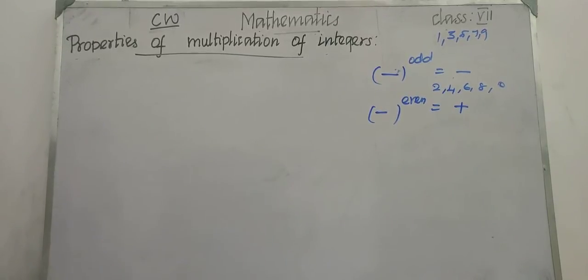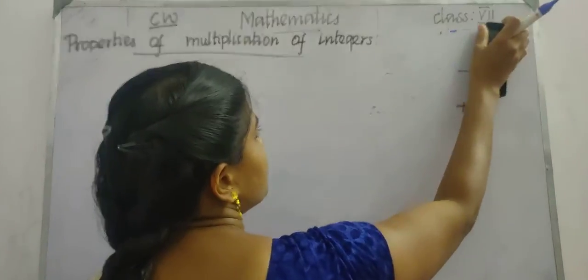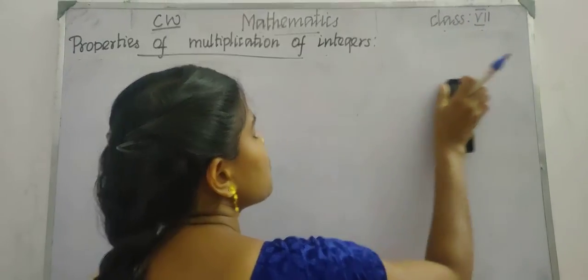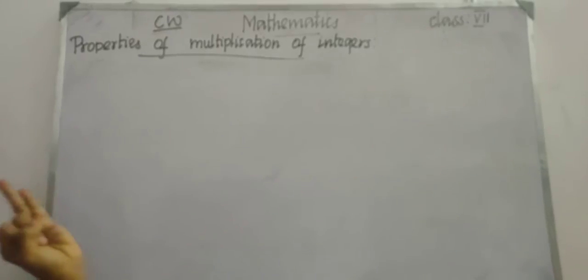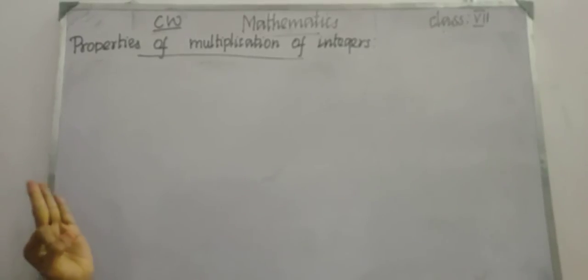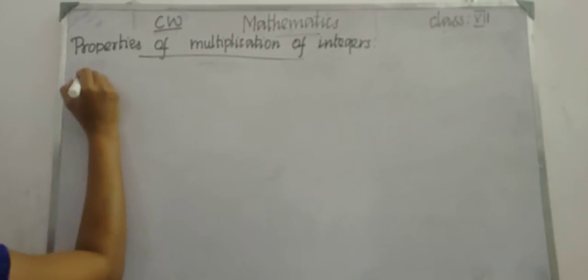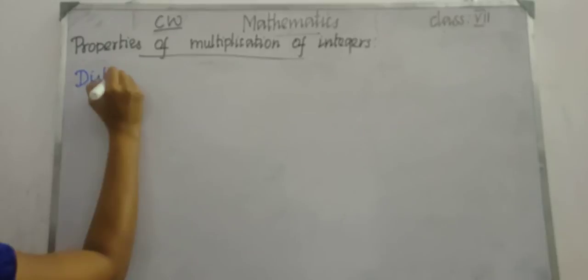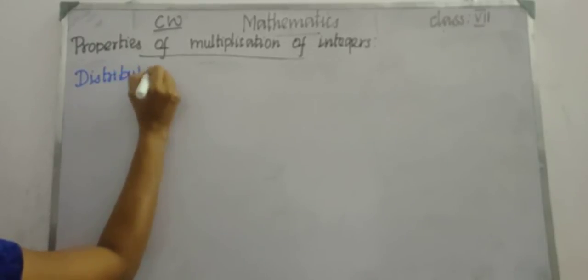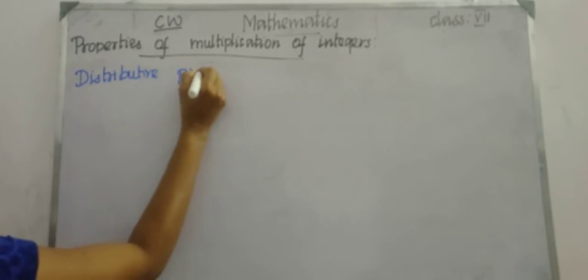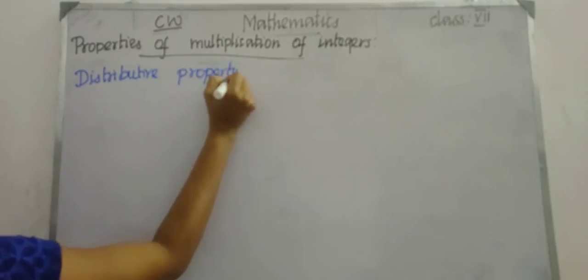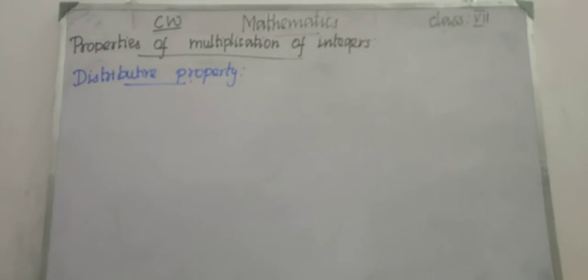So let us see the next property, that is distributive property. Till now what are all the properties we have learnt? We have learnt closure property, commutative property, associative property, and multiplicative identity, and at the last we are going to learn about distributive property. So let me give you an example.